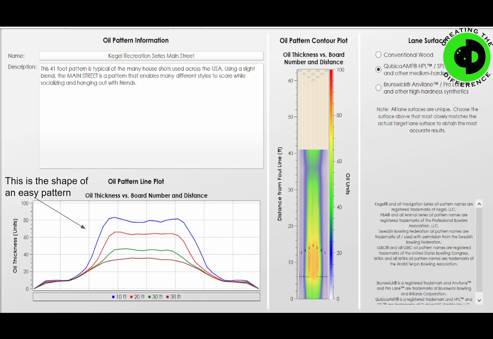This is the shape of the pattern that we use. We chose the Kegel Recreation Series Main Street. Nothing overly complicated here other than to note that the pattern shape is very easy. If you look to the lower left-hand side there, it says this is the shape of an easy pattern, which is fairly indicative of most house shots. So that is why we ended up choosing it.